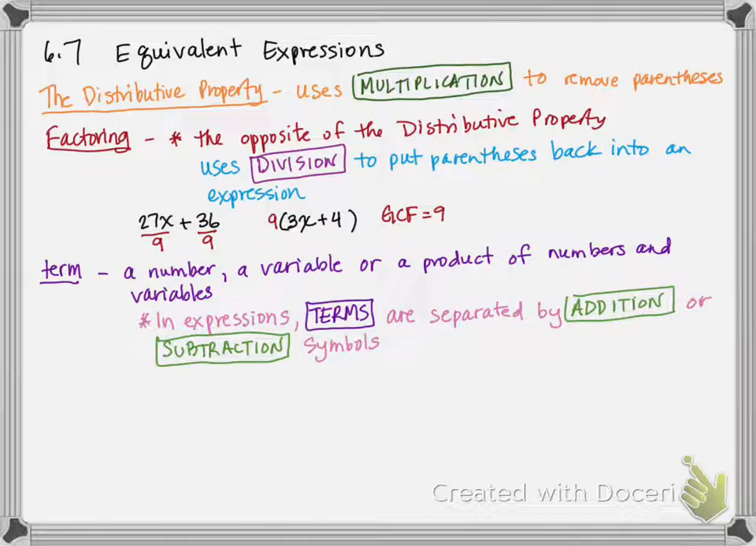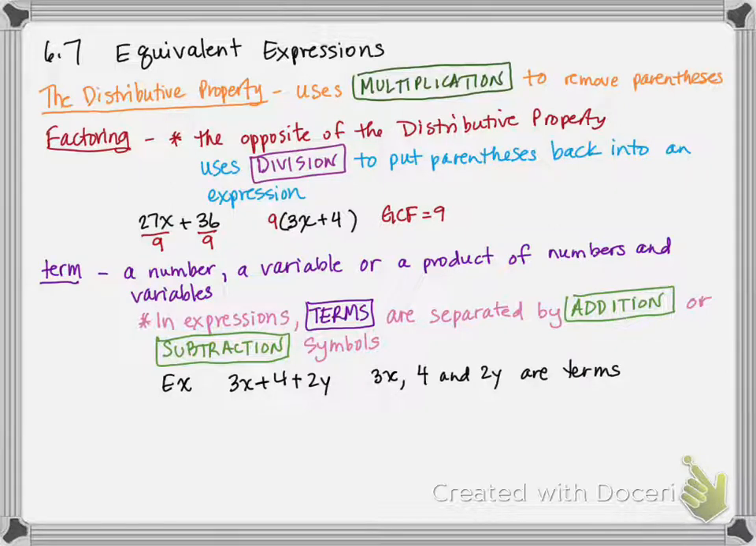Okay, so if you have multiple terms, or multiple, let's just call them items in an expression, terms are the values that are separated by pluses and minuses, okay? So for example, let's say we have 3x plus 4 plus 2y, we would say 3x, 4, and 2y are terms. Okay, so you're going to hear me use those words.